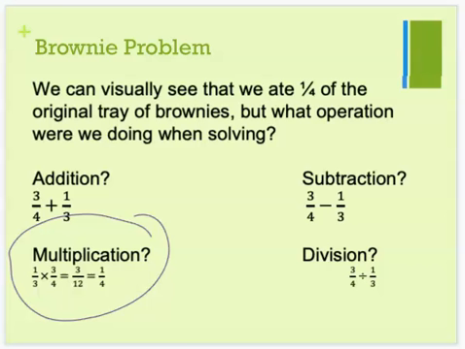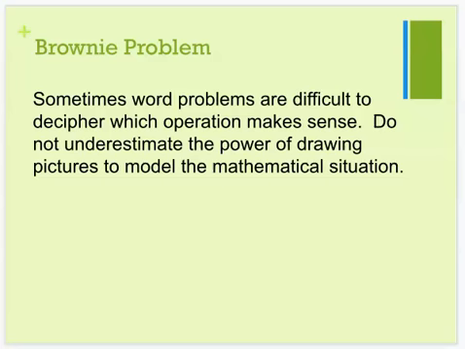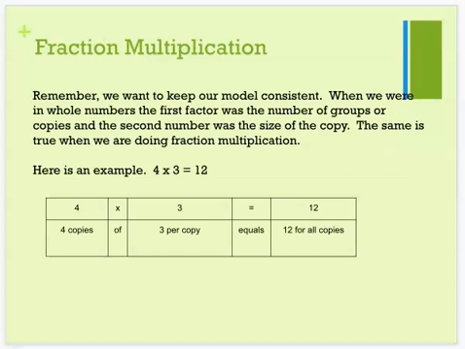So sometimes we can solve a math problem visually, and we might not even be able to put the numeric sentence with it because we just see the answer. So in this case, it was multiplication. And I rephrase that here. Sometimes word problems are difficult to decipher which operation makes sense, but do not underestimate the power of drawing pictures to model the mathematical situation. Remember MP4, Model with Mathematics? This is a great example of that.